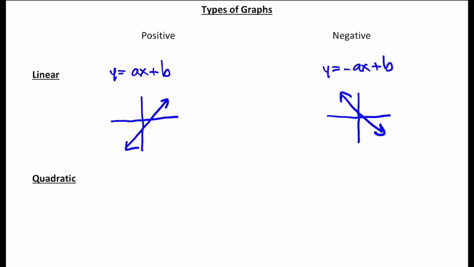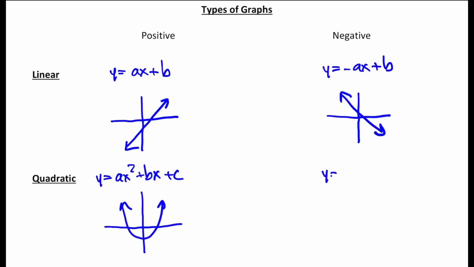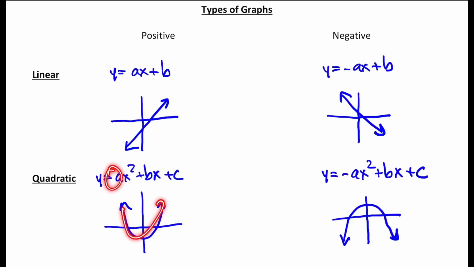All right, next our quadratic. y equals ax squared plus bx plus c. So that one would open up. Negative would be y equals negative ax squared plus bx plus c. So the leading coefficient's negative, and that would open down. All right, we like to say happy if it's positive and sad if it's negative.